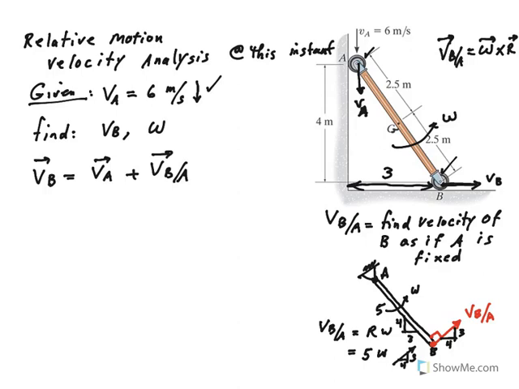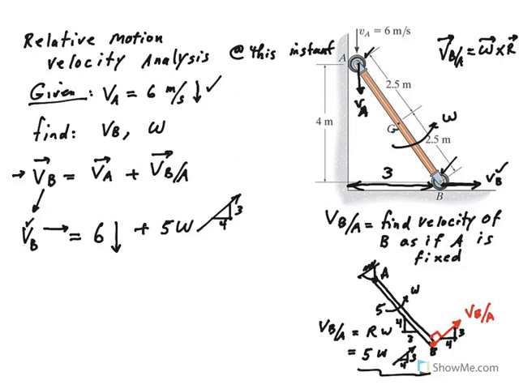Okay, let's go ahead and fill into this equation here. So what do we know about velocity of B? Of course, we don't know what it is, but we know it's moving horizontally. So instead of doing the vector approach, I put the magnitude here, which I don't know for velocity of B. Then I put the direction of it, as you see here. What about velocity of A? We know everything about velocity of A, 6 meters per second going downward. What about VB slash A? VB slash A is right here, 5 omega, in that direction, with a slope of 3 over 4.